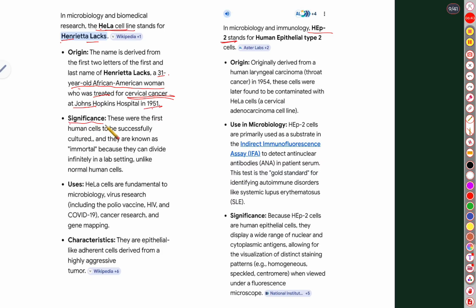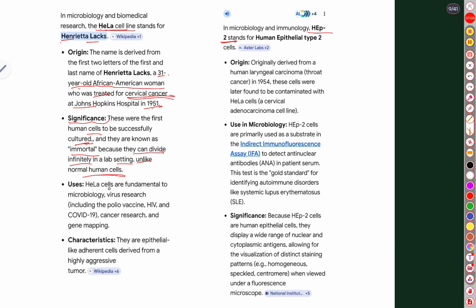The significance is that they were the first human cells to be successfully cultured, and they are known as immortal because they can divide infinitely in a lab setting. Unlike the normal human cell, they can divide infinitely.